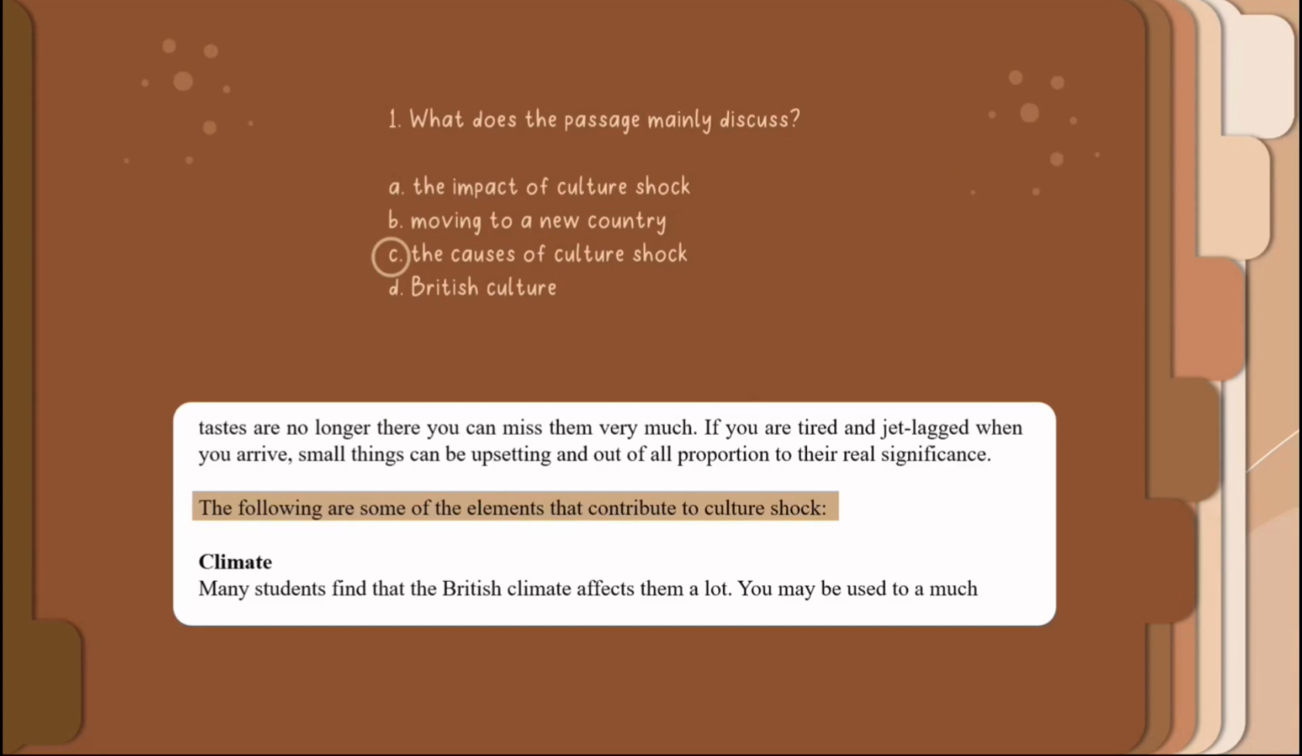But why are the others wrong? For A, it sounds similar because the word culture shock might be featured in the choice, but the impact of culture shock wasn't mentioned in the passage. For B, it is irrelevant. And for D, it is beyond the scope, which means the choice is related to the information in the passage, but it cannot be fully supported since it contains information that lies outside the scope of the passage.